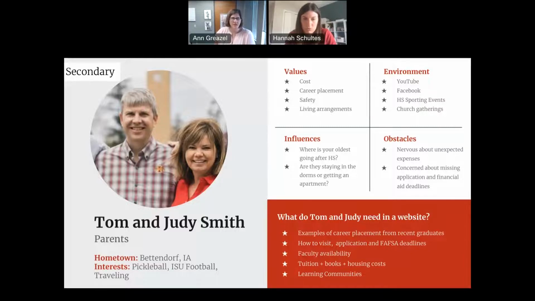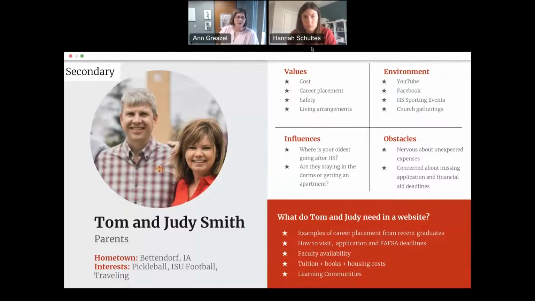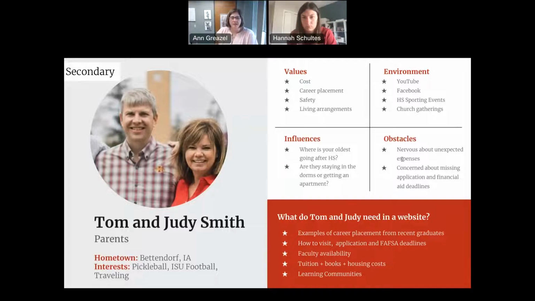Influences are a lot of other couples like them who have students looking to go to a university, and they're getting asked questions about where their oldest is going after high school, if they're staying in the dorms, or if they're getting an apartment, and all these different questions about college. Their obstacles are unexpected expenses. They're not sure about what those unexpected expenses are, and they're concerned about missing application deadlines and things.